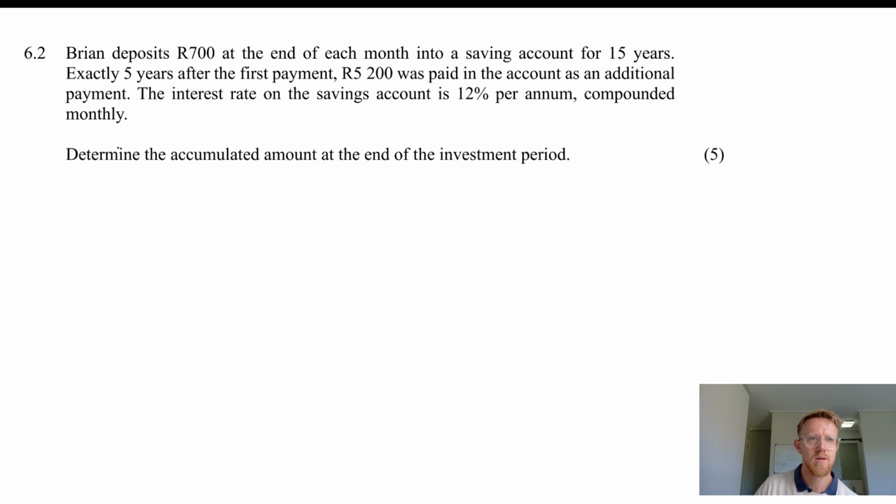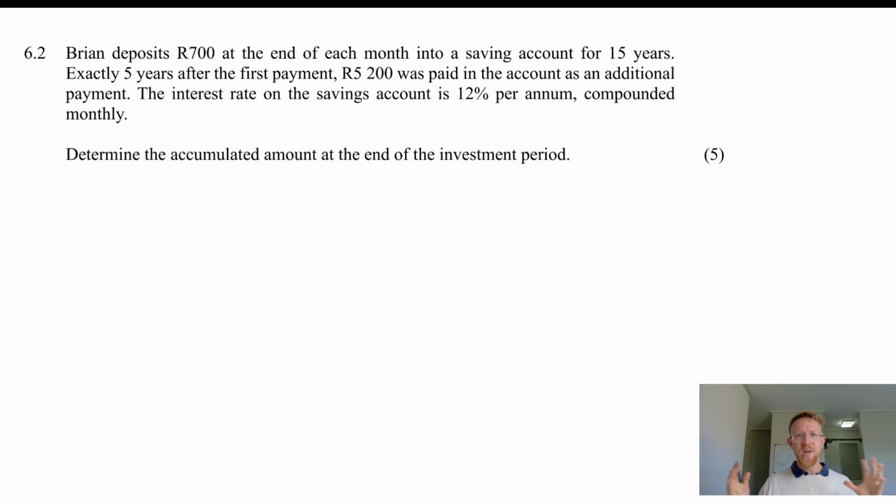Brian deposits 700 Rand at the end of each month into a savings account for 15 years. Exactly 5 years after the first payment, 5,200 Rand was paid in the account as an additional payment. The interest rate is 12% compounded monthly. Determine the accumulated amount. Okay, very easy, but can be very confusing if you haven't really done a question like this before, or if you haven't thought about this before.